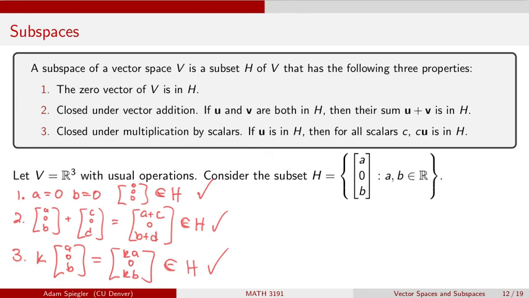So there we go. That was a lot quicker to check than the 10 conditions that we had to check for a vector space. Just make sure the zero vector is in here. Yup. When I add two vectors in H, I get a vector back in H. Yup. And when I multiply anything in H by any scalar k, the resulting vector is in H. Yup, that was true over here. So this H is an example of a subspace of the vector space R3.